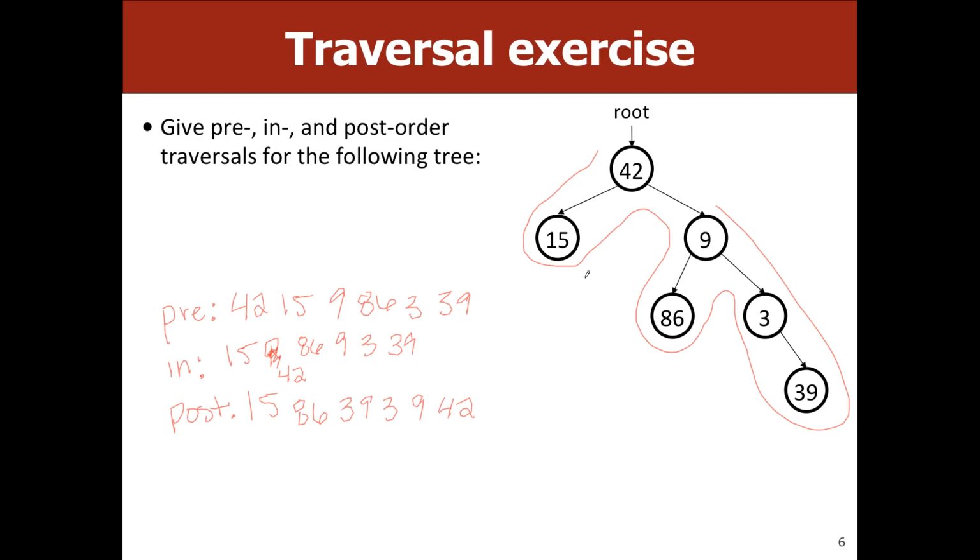So 86 is before 9 because you process the left child before you process the node itself. So in this case, it's when you pass it going down, around the bottom. So we pass 86 at the bottom before we pass 9.